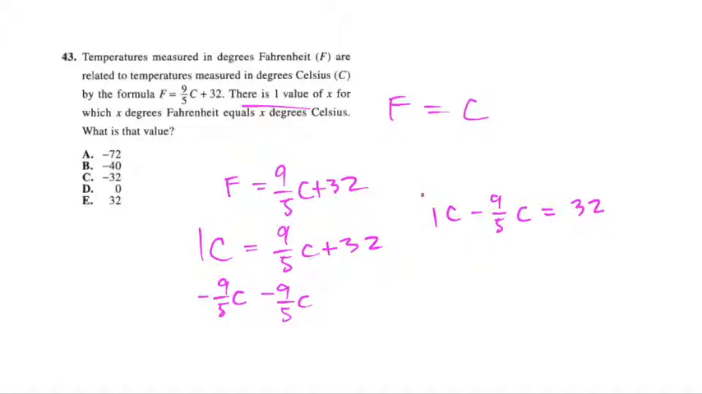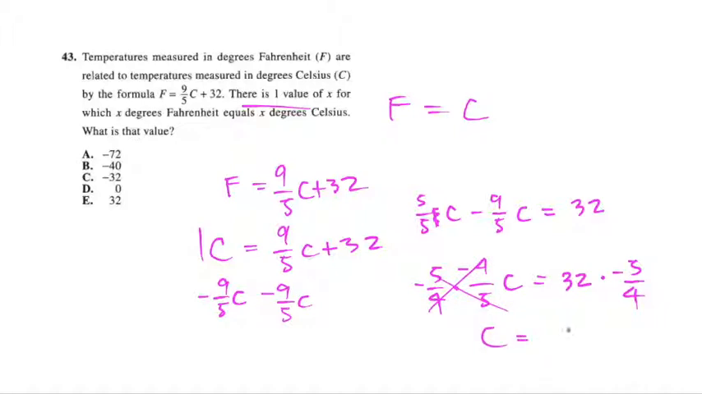I'm going to change that 1 to 5 over 5. So that's really 5/5 C minus 9/5 C. That's 5 minus 9, that's -4 over 5 C equals 32. Now we can multiply this fraction, or we can multiply the reciprocal of this fraction onto the other side, times -5/4. That cancels everything out here, and we have C by itself.